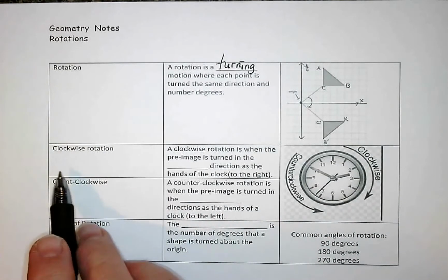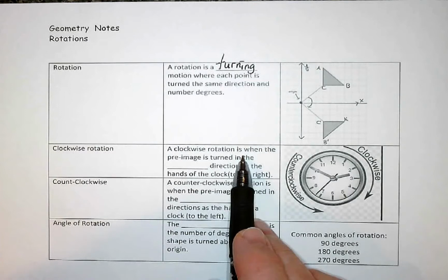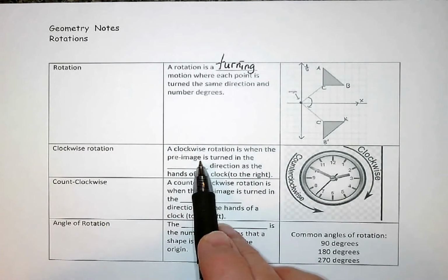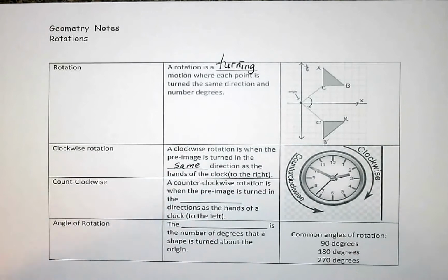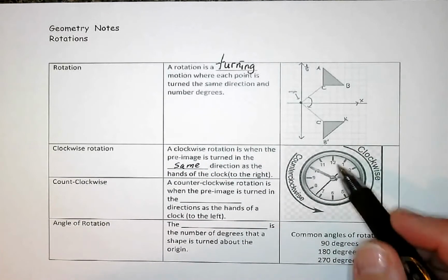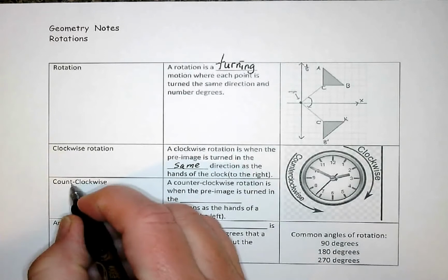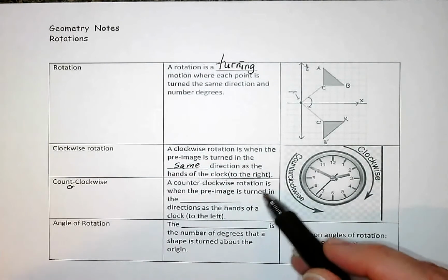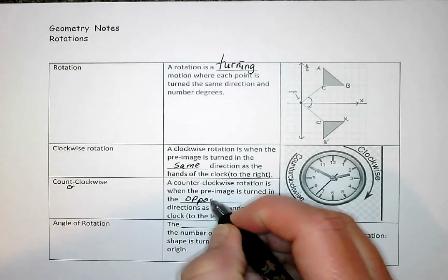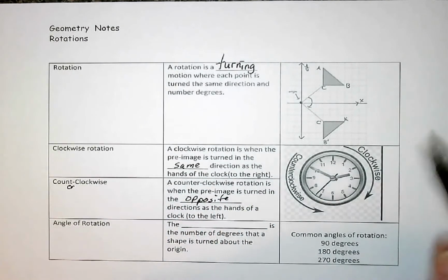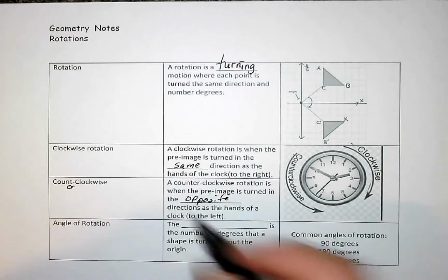There are two different ways the shape could go. Clockwise, obviously, is the rotation when the pre-image, the one we start with, is turned in the same direction as the hands on the clock, which is going to be this way. And counterclockwise is when the pre-image is turned the opposite direction as the hands on the clock. In other words, we're going this direction around.